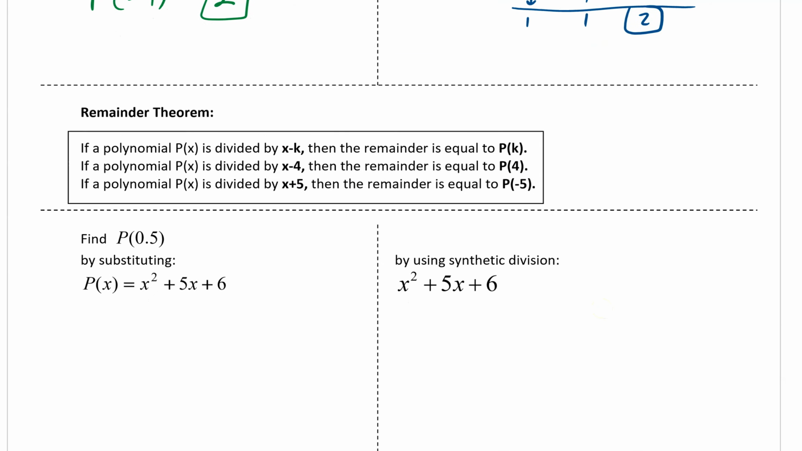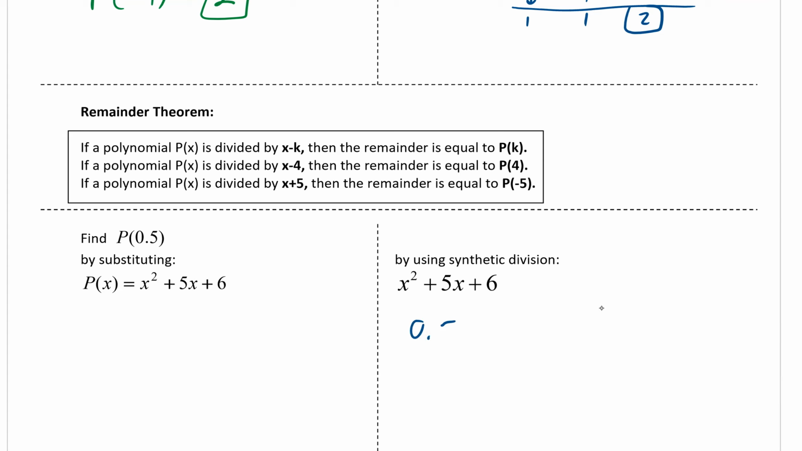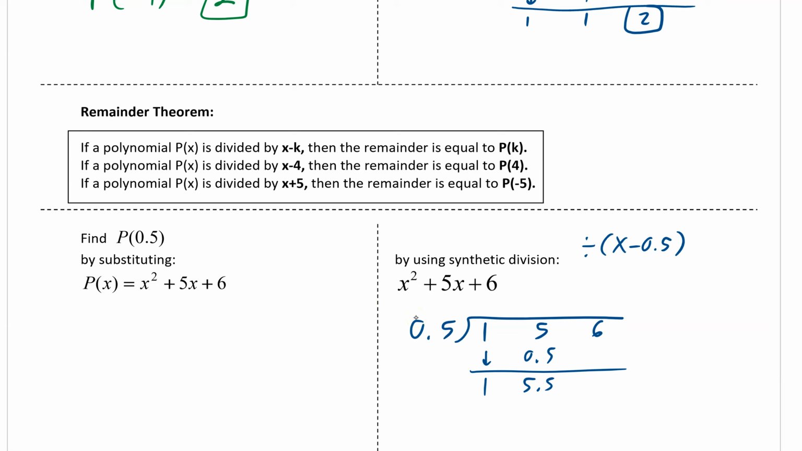So if we want to find p of 0.5, then all you have to do is take 0.5 and divide it synthetically. So remember, we're dividing by x minus 0.5, so when you use synthetic, it would be 0.5. So you use the same number. If it's 0.5, you use 0.5. So that's 1. And then 5.5 times 5 is 2.75. So that's 8.75. So now we know that P of 0.5 would be 8.75.